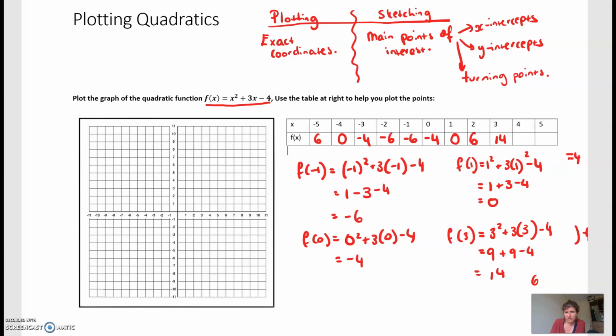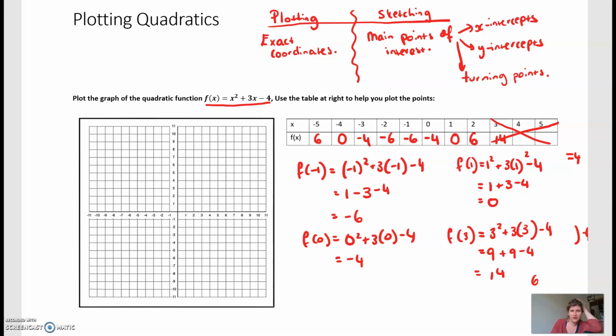Now we're going to leave these ones here, and we're not going to plot those because they don't fit on our grid. So we're just going to plot from negative 5 to 2. If we wanted to, we could have kept going up, but we need more space on this grid. So now we're going to go through and plot it.